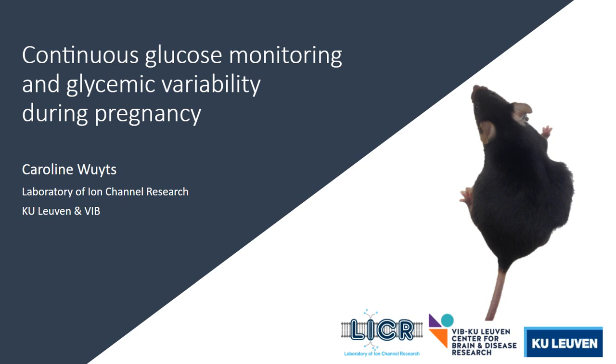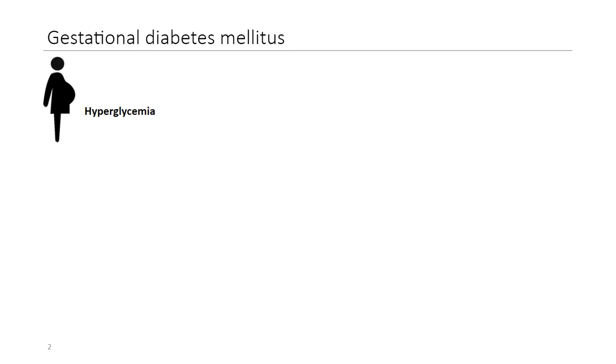Okay, thank you, Sarah. And welcome everyone to this webinar, which is about continuous glucose monitoring. This is a new technique that we've been implementing during pregnancy in mice, which may have important implications to study gestational diabetes. So gestational diabetes is a form of hypoglycemia that occurs for the very first time during pregnancy. And in Belgium, it occurs in one out of 8 pregnancies.